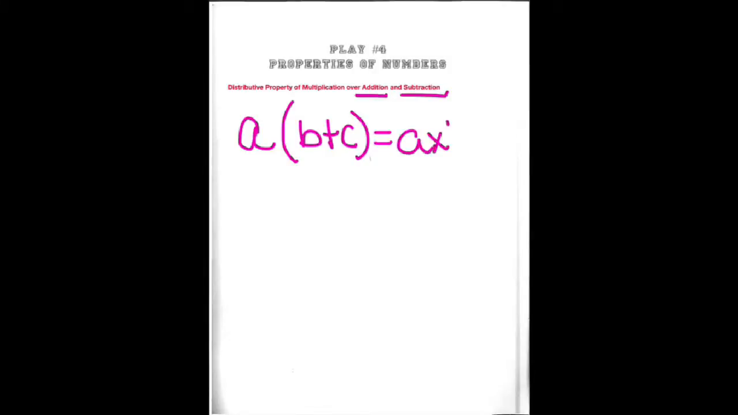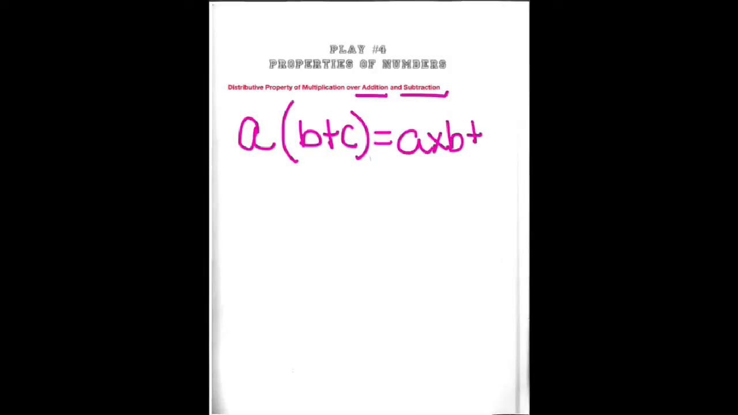Okay, so first of all, you know that the distributive property works for multiplication over addition and subtraction. And what it says is, let's pretend we have letters, variables. I'm going to write this with parentheses. If you have a variable next to parentheses with no sign in between, that means to multiply. A times the quantity B plus C equals A times B plus A times C.